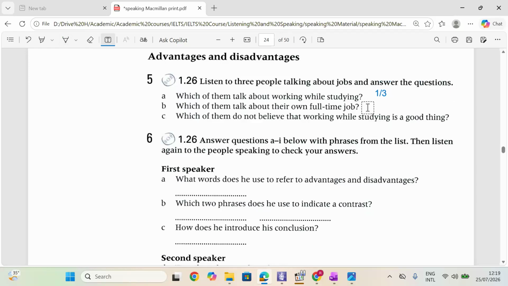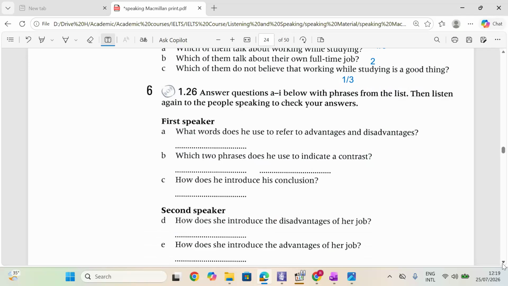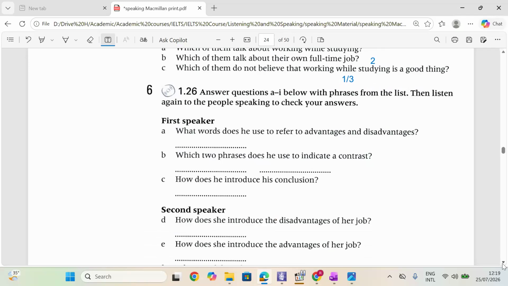Which of them talk about their own full-time job? The second speaker. And which of them do not believe that working while studying is a good thing? The first and the third also. Anyway, exercise 6 is more important than exercise 5. We are going to listen again. 1 completely rejected it, while 3 said only work if you have to. Okay, forget about it and let's move on to exercise 6.